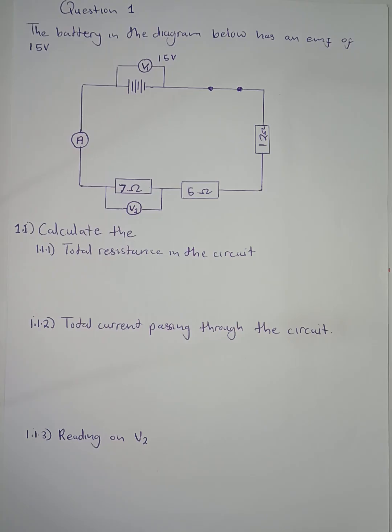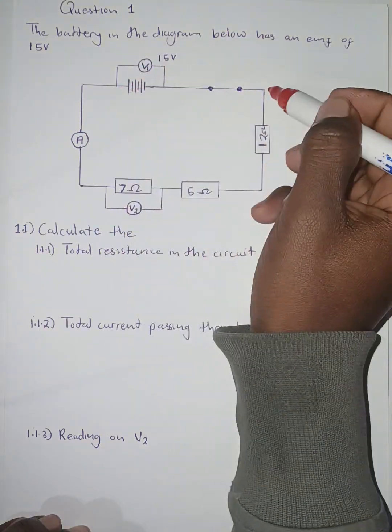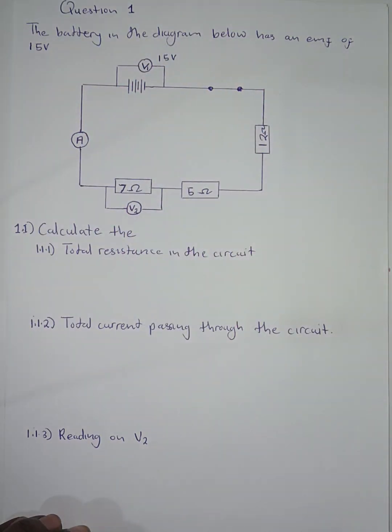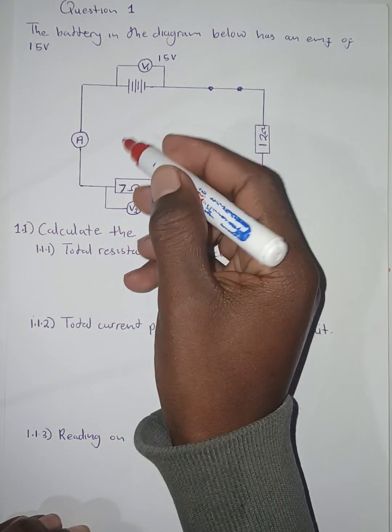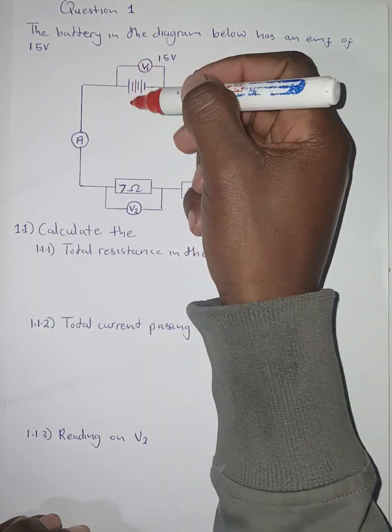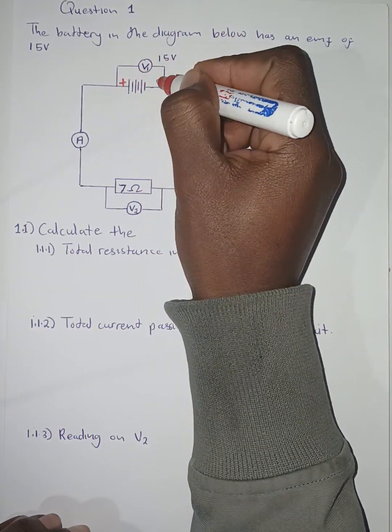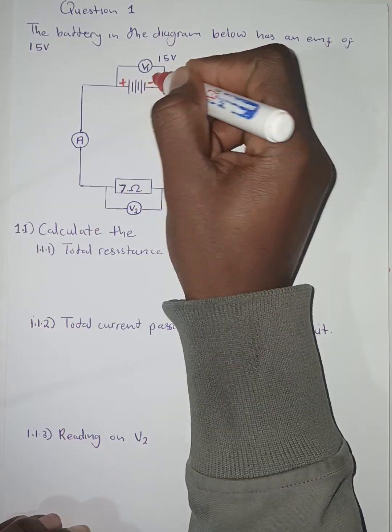So they say that the battery in the diagram below has an EMF of 15 volts. Again, you can note that this would be the voltage that is actually distributed to our external circuit. But remember, we said that the current always flows from the positive terminal. You can see that this side has a longer tail, so this would be the positive terminal, and that would be the negative terminal.